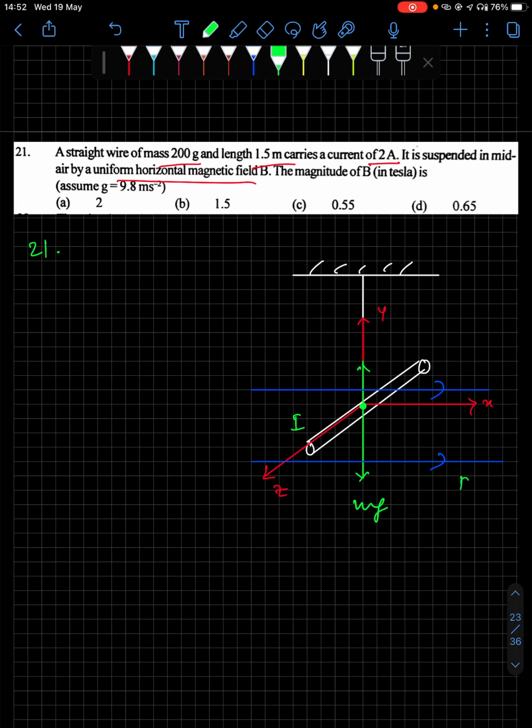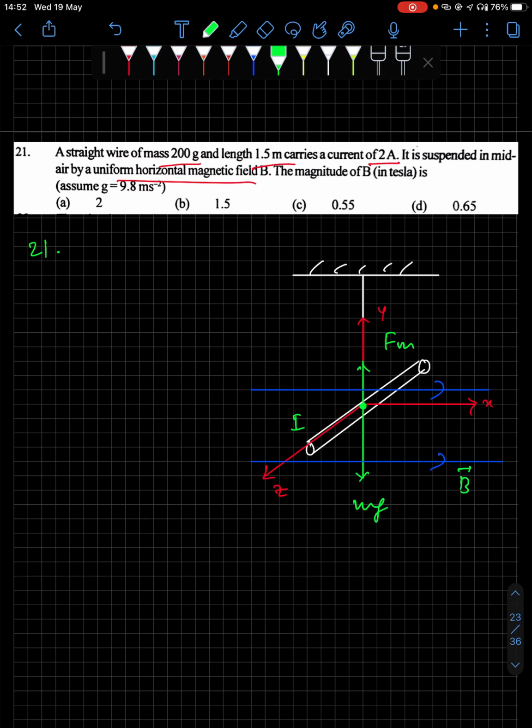Okay, so the field is going from left to right. Under that situation, if you fix your Fleming's left hand rule in such a manner that your forefinger is pointing towards the field, going from left to right, and the middle finger is coming outside the page, along the z-axis, which is perpendicular to the plane, then the thumb, which gives the magnetic force, is pointing along the direction y. So here the magnetic force is along this way.